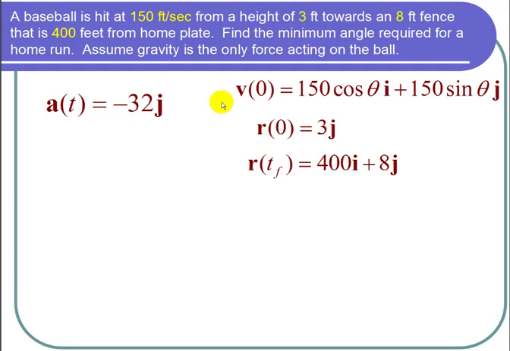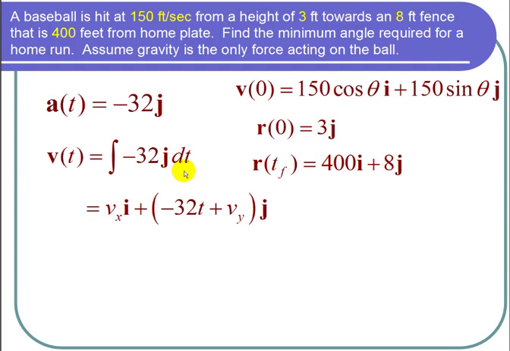So here's our acceleration, and we have these initial and final conditions. To find the velocity given the acceleration, we integrate the acceleration. And the integral of negative 32j dt is, well, the integral of 0 is a constant. I'm going to call that v sub x, i. And the integral of negative 32 is negative 32t plus a constant, which I call v sub y, times j. So now I can set our time equal to 0, and we're supposed to get 150 cosine of theta i plus 150 sine of theta j.